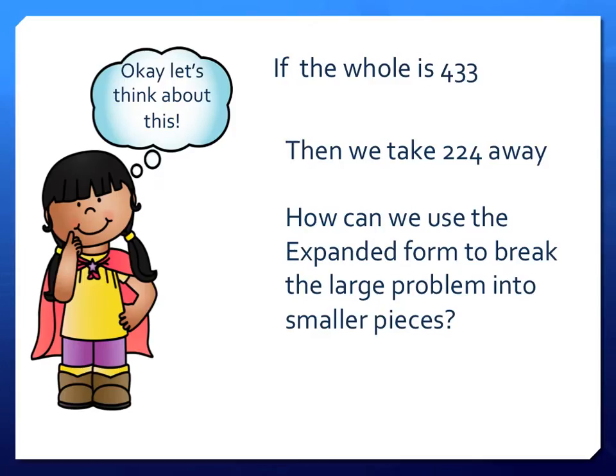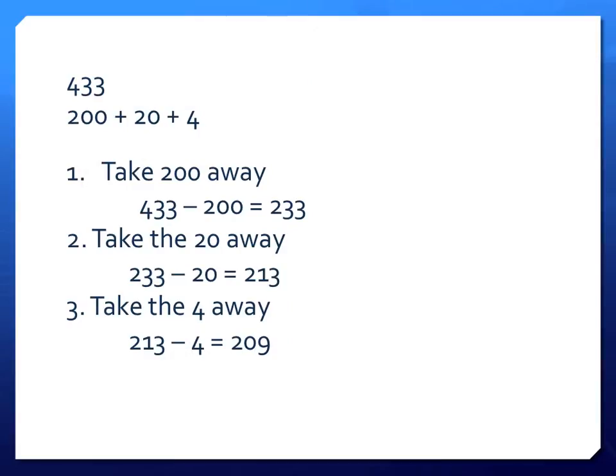Okay, let's think about this. If my whole is 433, and then I need to take away 224, how can I use the expanded form to break this large problem into smaller pieces? Okay, so our whole number is the 433. We've expanded the second number to 200, 20, and 4.